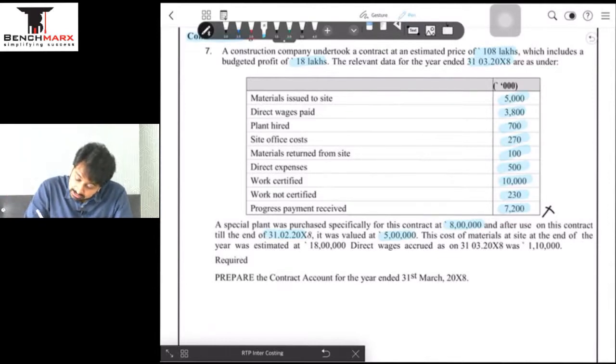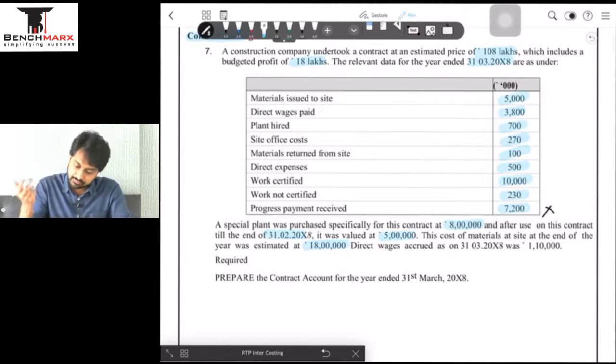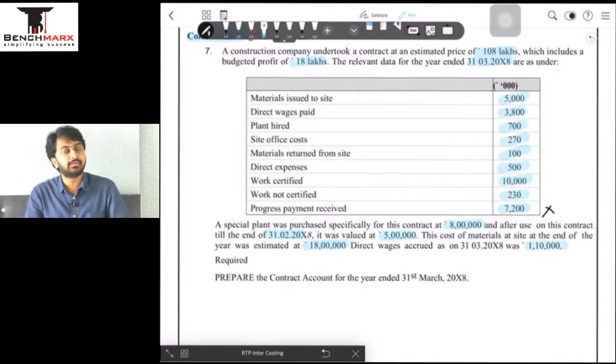Then the cost of materials at site at the end of the year is 18 lakh. 18 lakh is cost of materials unused because ये stock में पड़ा हुआ है, that means consume नहीं हुआ है, will come on the contract debit side. And wages accrued is 1,10,000. So when we write wages paid of 3,800, we'll add 1,10,000 because they are outstanding, not paid. It is accrued but not paid. Obviously, we record the contract के things as per the accrual concept, not as per payment concept.